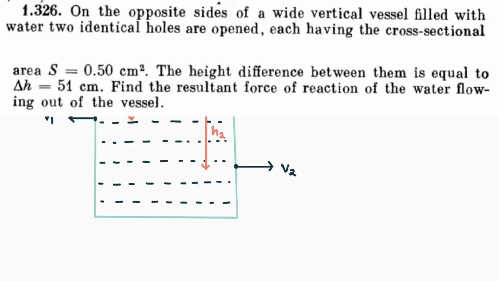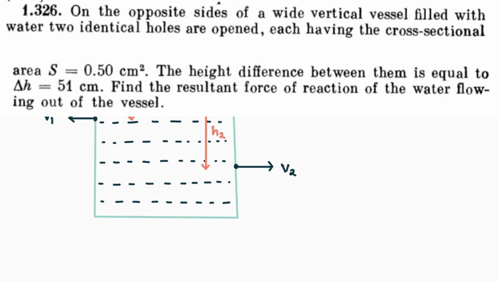So we are dealing with the ninth problem in this series, and it is problem number 1.326. The problem states: on the opposite sides of a wide vertical vessel filled with water, two identical holes are opened, each having the cross-sectional area S equals 0.50 centimeter square. The height difference between them is equal to 51 centimeter. Find the resultant force of reaction of the water flowing out of the vessel.